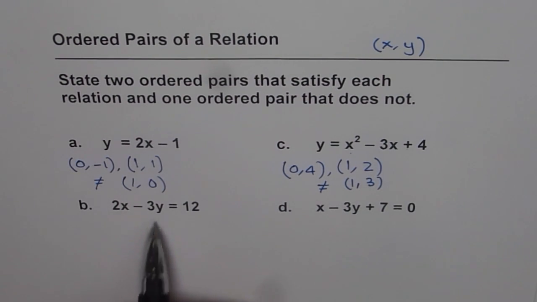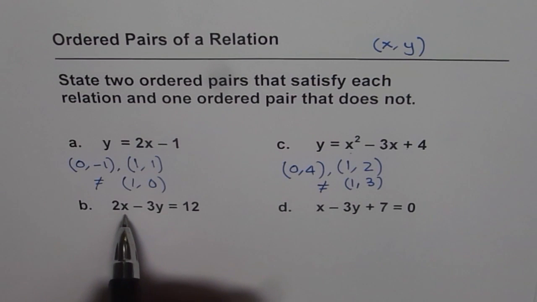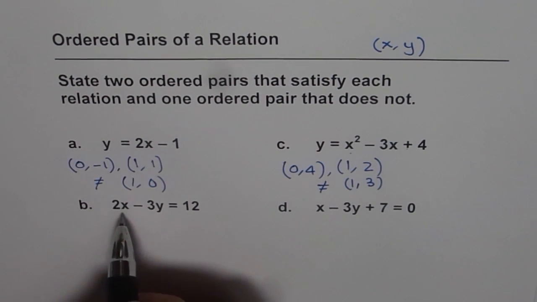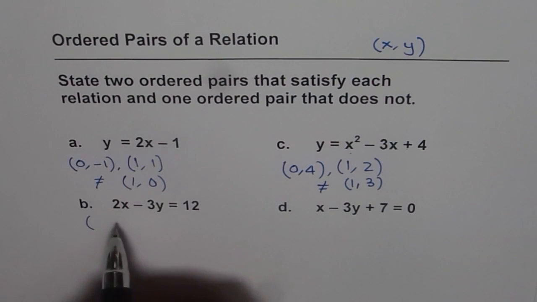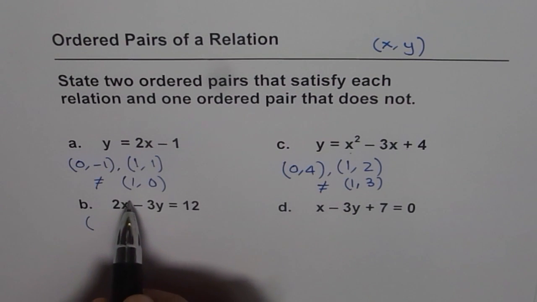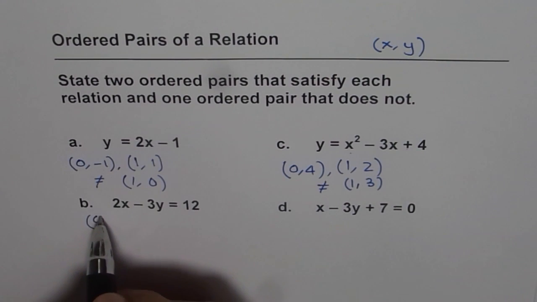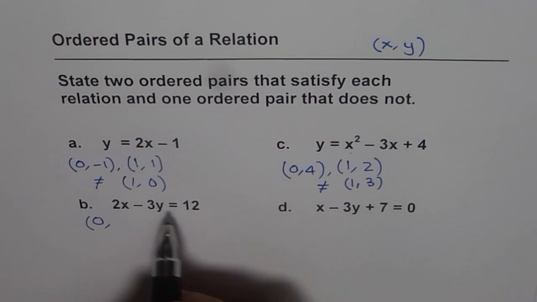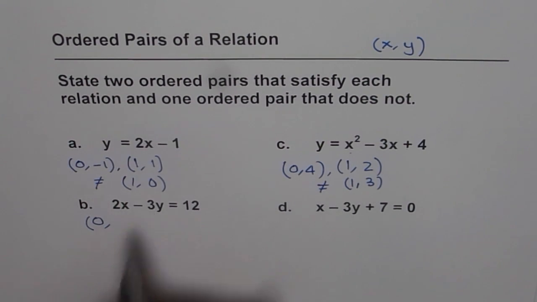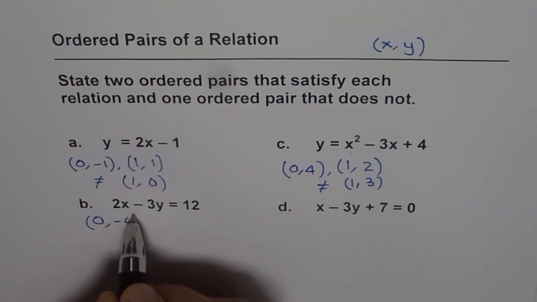So here what we can do is select points like x equals 0. If I select x equals 0, the first term is 0. We get minus 3y equals 12. Let me write x as 0 first. Then y will be 12 divided by minus 3, which is going to be minus 4.